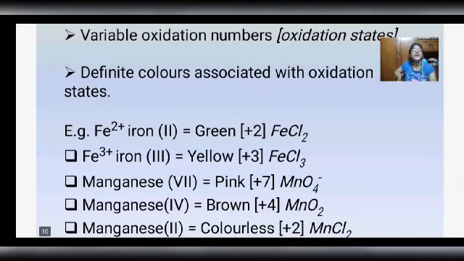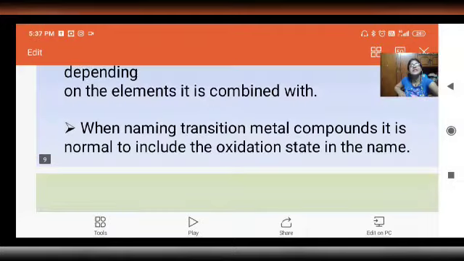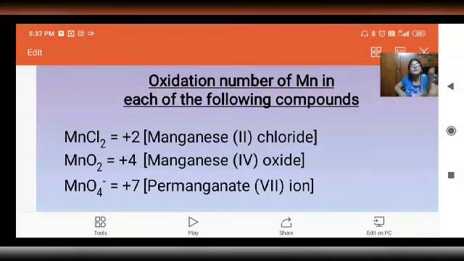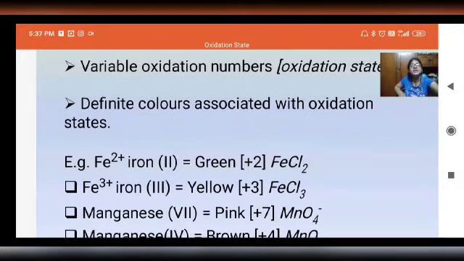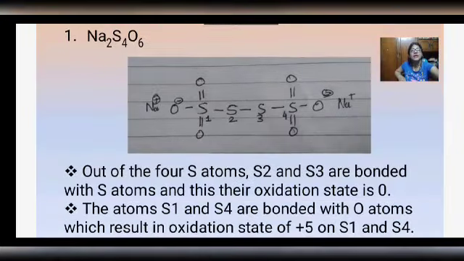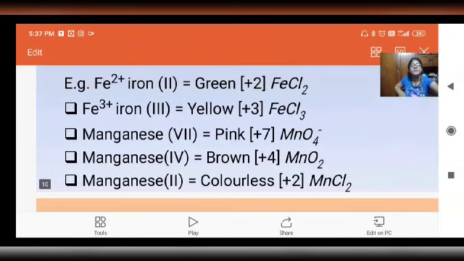For example, ferric chloride, FeCl3. Manganese, we have seen in this example, possesses +2, +4 and +7 oxidation states. Let us see in these 3 different oxidation states what colors they impart. Manganese in the +7 oxidation state, the permanganate ion, is pink in color.